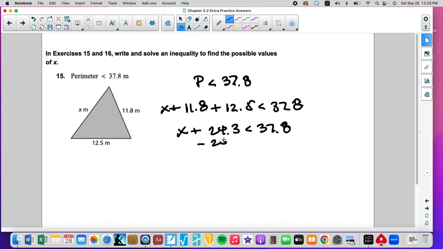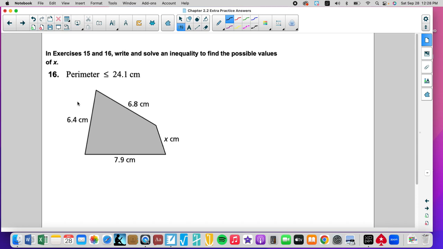Well, minus 24.3, minus 24.3. X is less than, that's 5, that's 3, and that's 1. So x needs to be less than 13.5. So find the possible values of x. X must be less than 13.5 meters. Good? Makes sense, right?